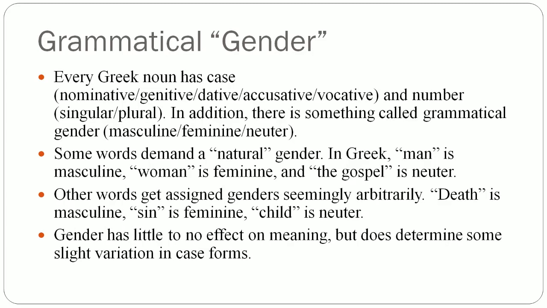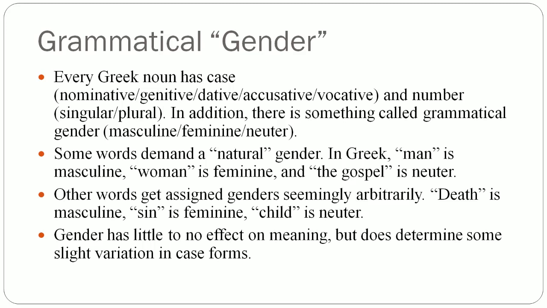One last thing: in addition to case, nominative, genitive, dative, accusative, and number, singular or plural, which is just like the verbs, are we talking about one or more than one? Greek also has grammatical gender. So case, number, and gender are always going to be three important parts of nouns. Grammatical gender doesn't refer to actual natural gender.